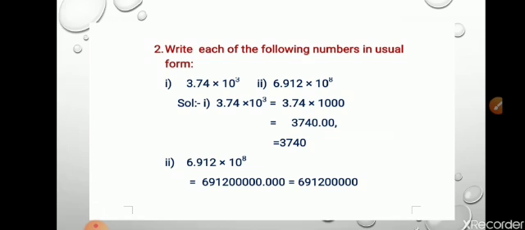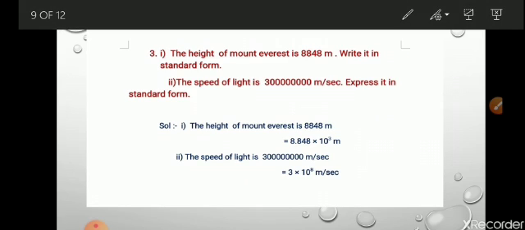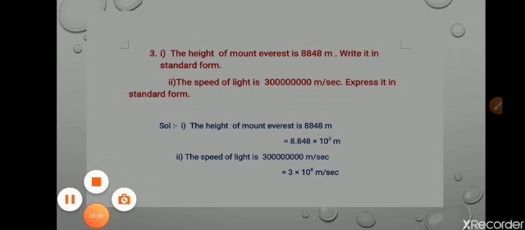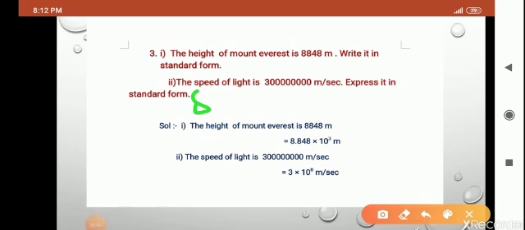In the second, 6.912 into 10 to the power 8. 10 to the power 8 means we multiply 10 eight times, and after multiplication we get 691200000. Okay, next one is: the height of Mount Everest is 8848 meters. Write it in standard form. So here we follow the steps. First of all we write 8, then we mark the decimal. After that we write 848.